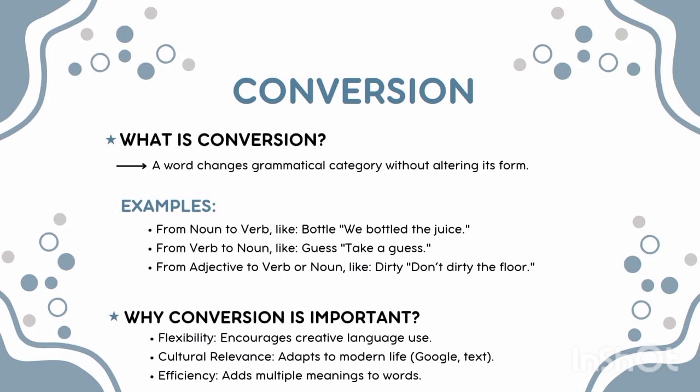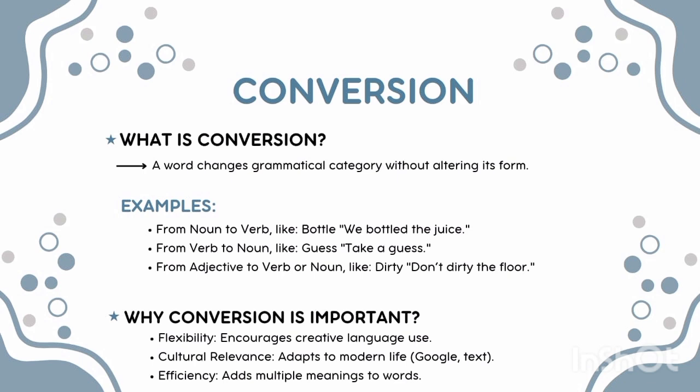Now, how conversion works. A noun can become a verb. Like bottle, we can say we bottled the juice. Or vacation, we can say they are vacationing in Florida. Here we use a noun and change the grammatical category and make it a verb.